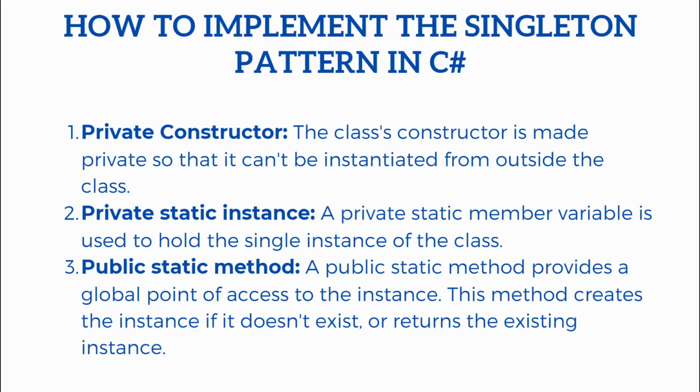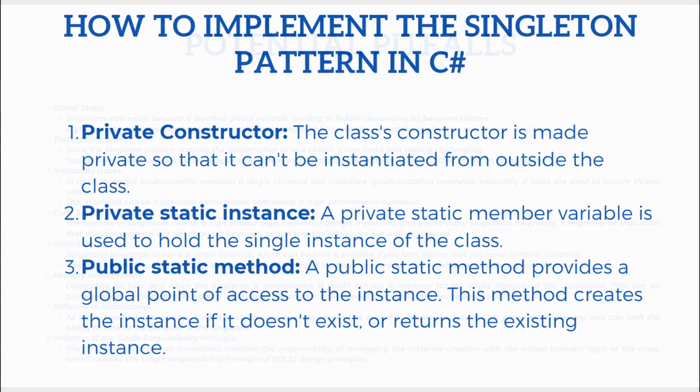If I have to summarize, what do you need to do when you want to implement the Singleton pattern in C#? When creating your class, use a private constructor, which makes sure that the class cannot be instantiated from outside of the class code. Then use a private static instance member variable, which actually holds the single instance of the class, and use a public static method, which provides a global point of access to the instance.